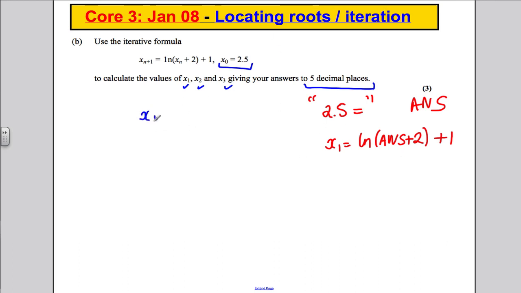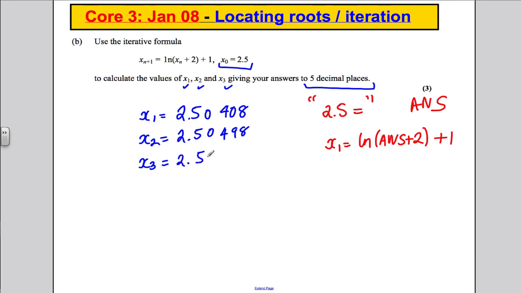So therefore, using this, x1 would be equal to 2.50408 to 5 dp, and the next two, all you've got to do is press equals. x2 is 2.50498, and x3, all you've got to do is press equals, 2.50518, and we have got x1, x2 and x3 to 5 dp.